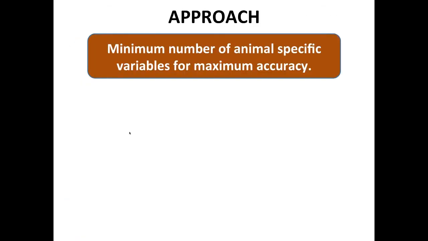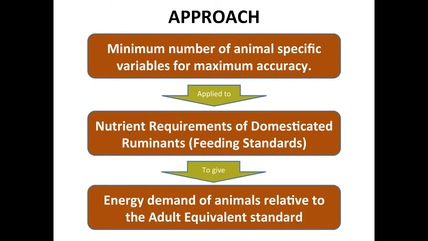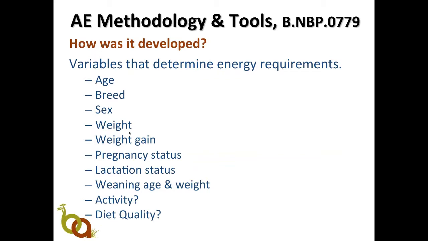So the approach we took was to get the minimum number of animal-specific variables for maximum accuracy. We wanted to try and not complicate it too much, but get what we required to make it accurate. And we took those variables and applied them to the nutrient requirements of domesticated ruminants, or the Australian feeding standards, to give us the energy demand of animals relative to the adult equivalent standard. And that is what an AE rating is. It's the relative energy requirements of the animal that we're looking at, and we'll go through some examples later on, of that animal relative to the adult equivalent.